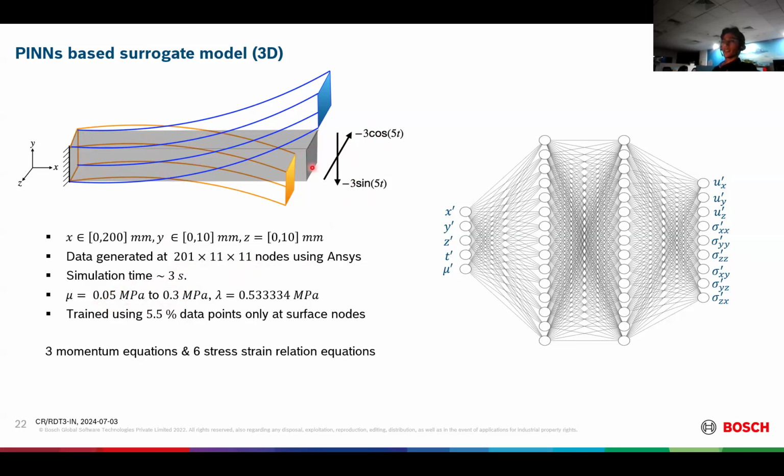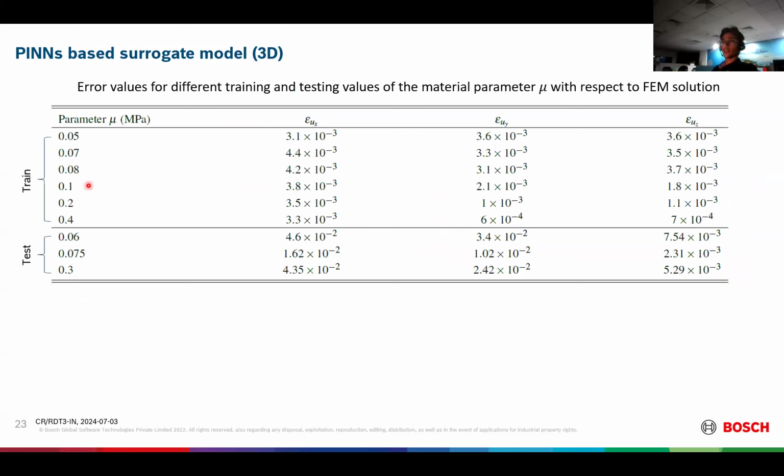Here we have to solve three momentum equations in x, y, z, and six stress-strain relations. In the inputs, we have the spatial and temporal coordinates, and also the parameters as additional input. The output will be the three displacements in x, y, z direction, and the three normal and three shear stresses. Once we train the model in 3D, we can do the prediction on training and testing. Here we also observe a similar thing, that it's working, but with one order higher error.